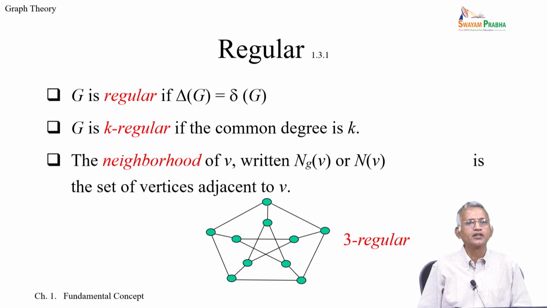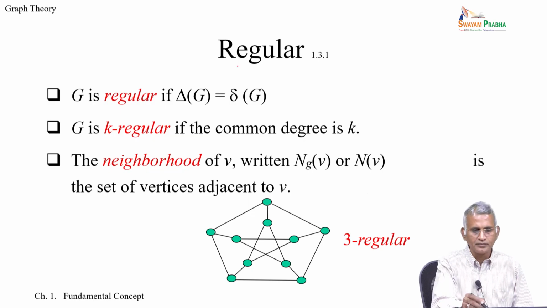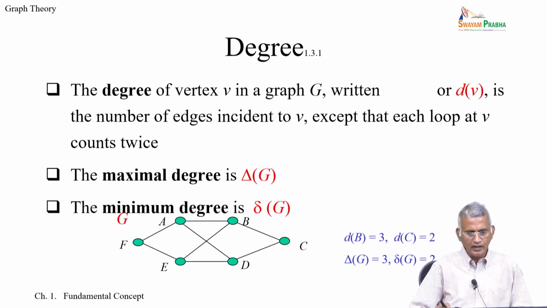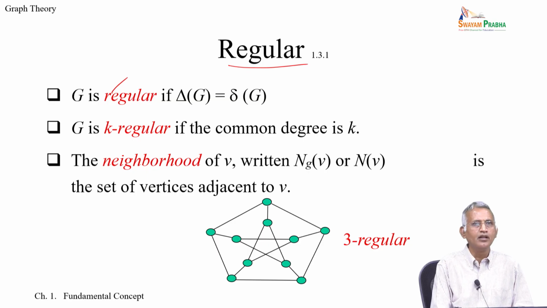Okay, in continuation of fundamental concepts of graph theory, let us discuss regular graphs. A graph is said to be regular if maximal degree Δ(G) and minimum degree δ(G) are equal. Δ(G) is the maximum degree and δ(G) is the minimum degree, and if they are equal then the graph is said to be regular.